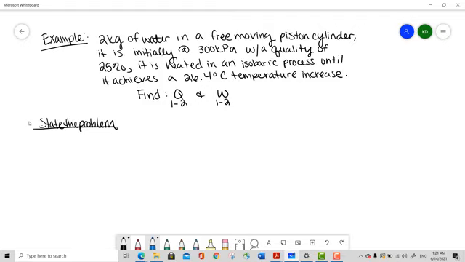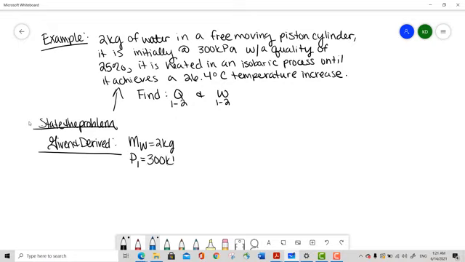So let's state the problem, which we did right here. And then let's do our given and derived information. And so we know that the mass of the water equals 2 kilograms. We know that the pressure at the first state is 300 kilopascals, and we also know that that's 3 bar. And then we know the quality is 25% or 0.25.